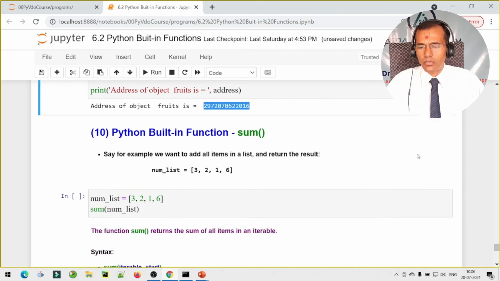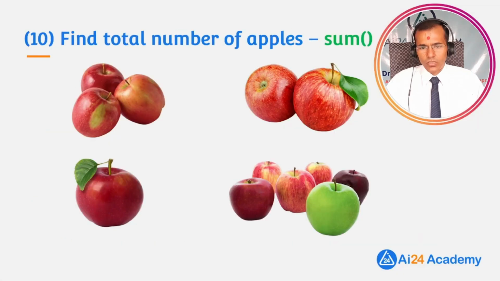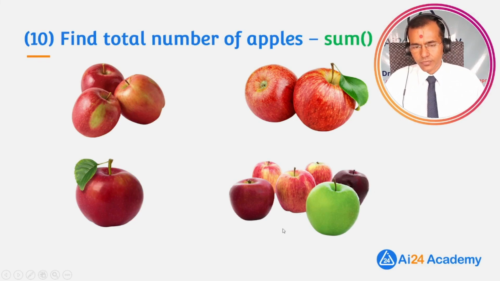Now let us look at the built-in function sum. So here we can see that in this image there are 4 different groups of apples. In the first group we have 3 apples, here 2 apples, here 1 apple, and then 6 apples. Suppose we have to find the total number of apples in this image, then what we do is take 3 plus 2 plus 1 plus 6, and that is how we do the sum of apples.